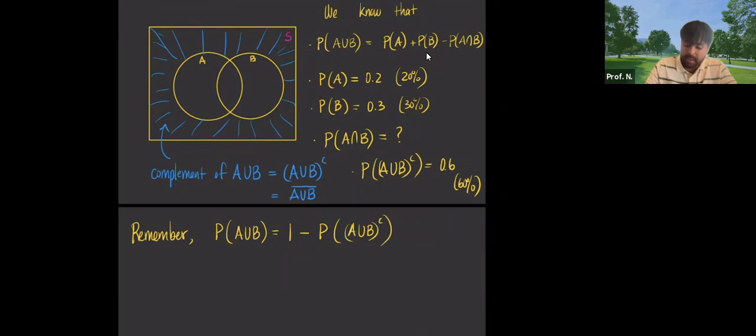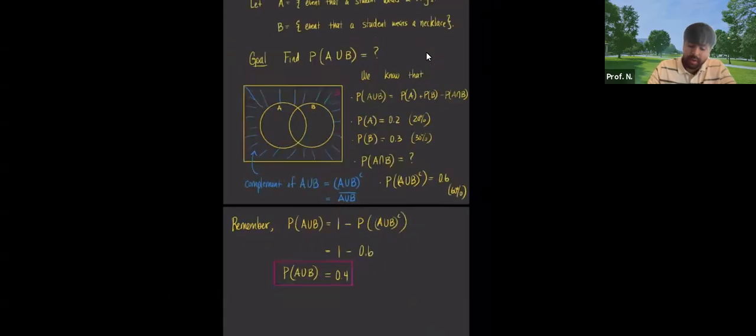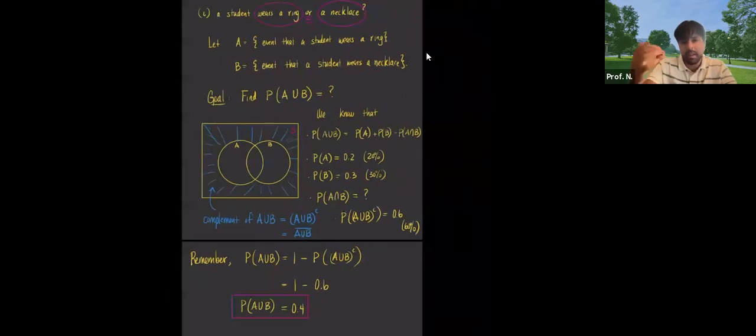So if 60% of the people have neither a ring nor a necklace, then 40% must have either a ring or a necklace or both. So 1 minus 0.6 equals 0.4. Did you see that? The probability that A or B occurs is 40% of the time. So I was able to figure out part A for I.